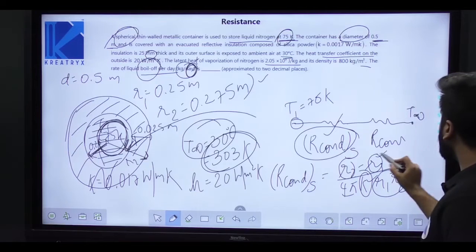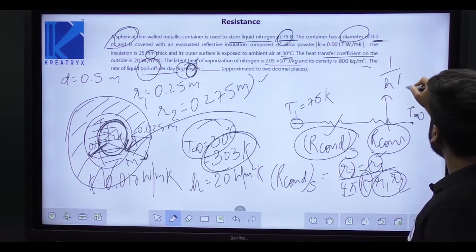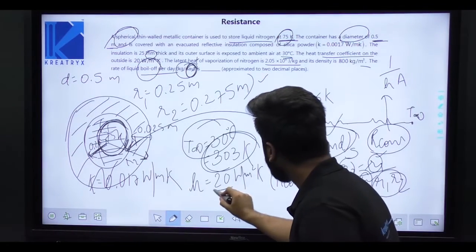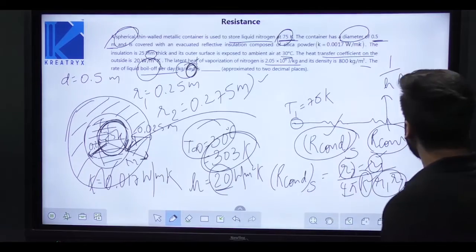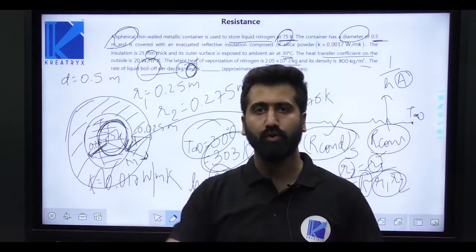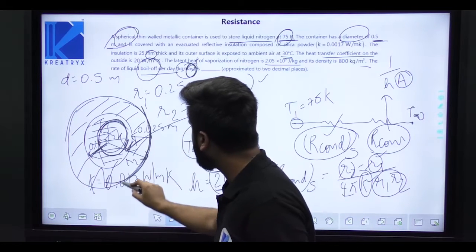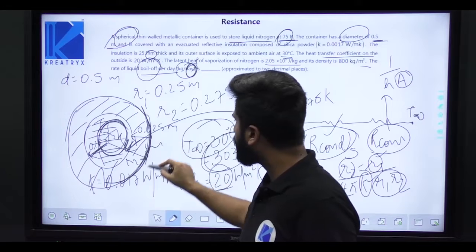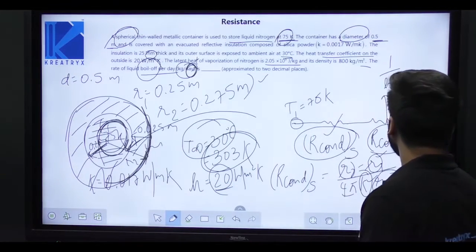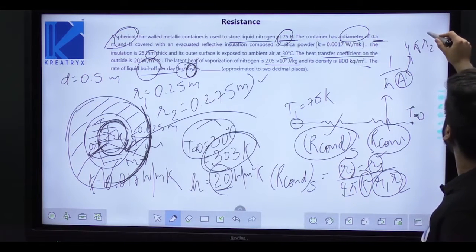Let's move on to the convective resistance. This is equal to 1 by hA. Do you know h? That is the heat transfer coefficient on the outside, yes, it is 20 watt per meter square Kelvin. And what will be the area? The area will be 4 pi R2 square, because R2 is the radius which is actually in contact with the ambient temperature.